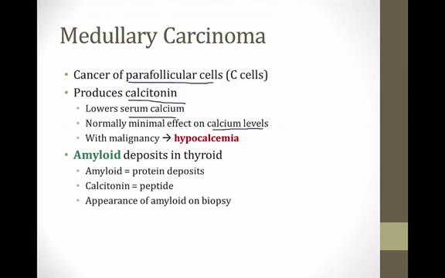However, if a patient develops a medullary carcinoma and has a malignancy, there can be so much calcitonin produced that the patient can develop hypocalcemia. And one of the most high-yield things to know about this cancer is that it can present as hypocalcemia. Another high-yield thing to know about medullary carcinoma is that you will see amyloid in the thyroid on biopsy. Recall that amyloid is deposition of proteins, and calcitonin is a peptide, so it is a protein, and when it builds up in the thyroid, it can appear like amyloid tissue on biopsy.